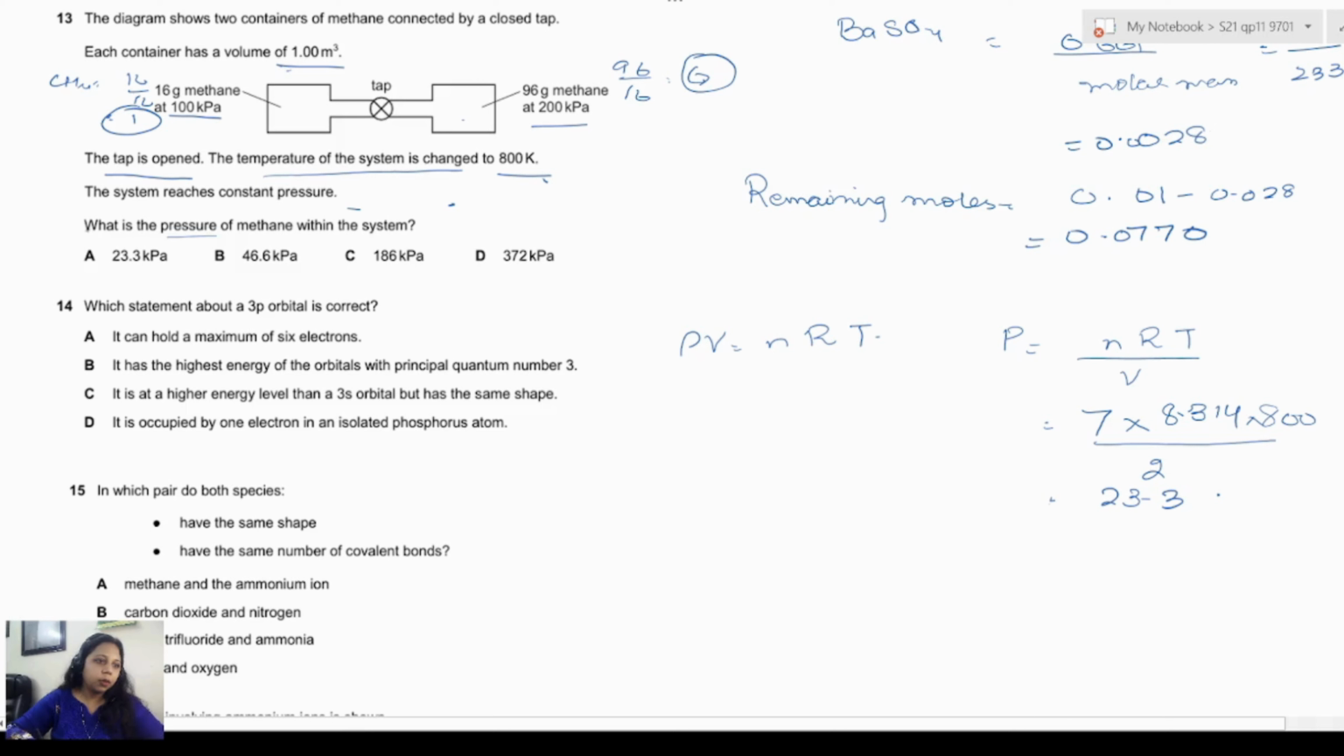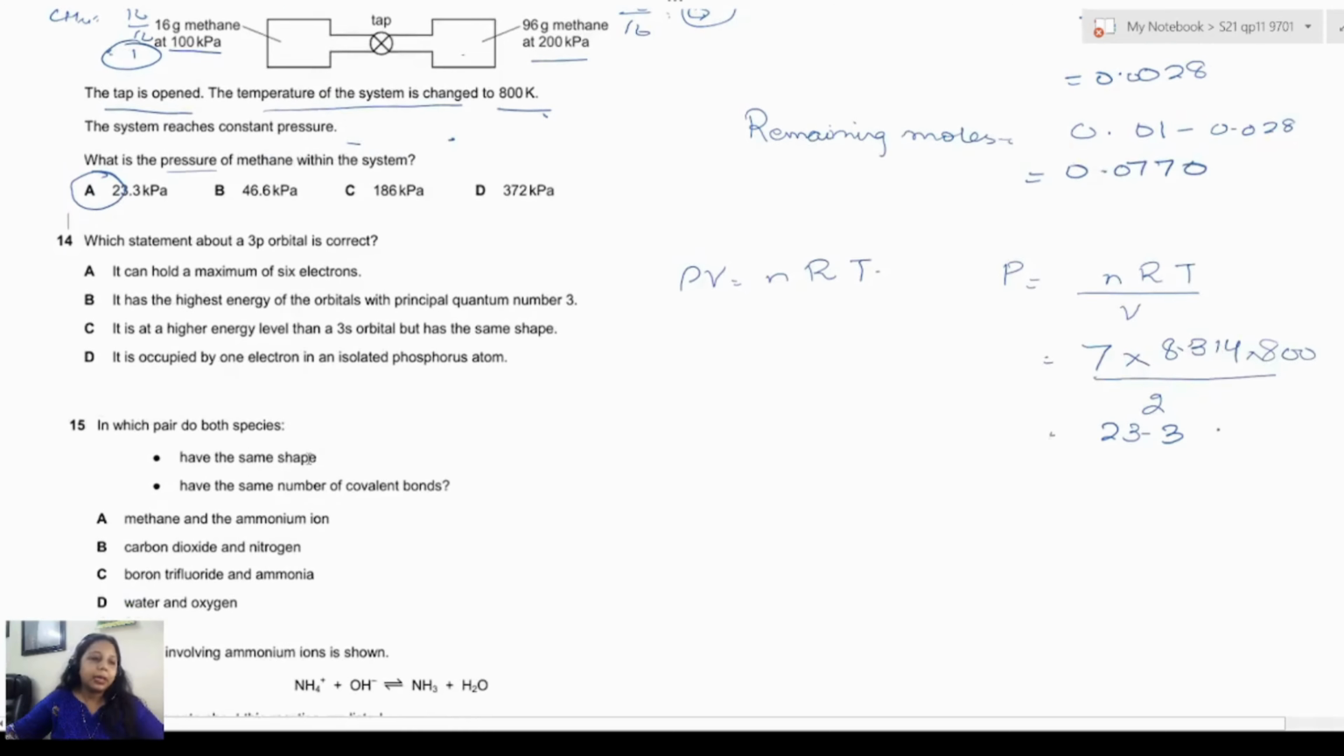So according to this, A is your answer. Keep in mind you have to learn the value of R by yourself. Nobody is going to give you the value of R. It's the general gas constant.